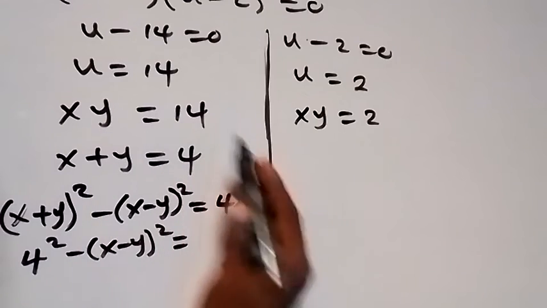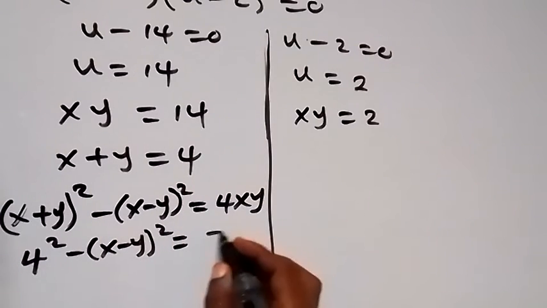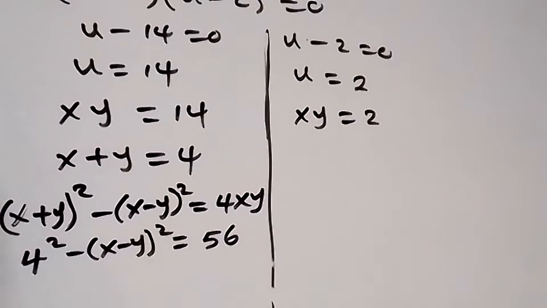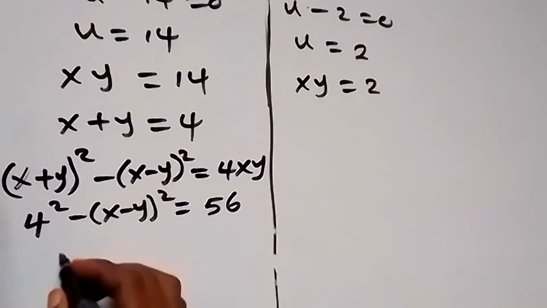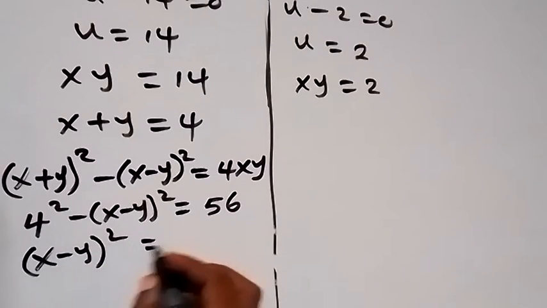And xy in this case is 14. So, 4 times 14 there will give us 56. And from here, 4 squared is 16. When we collect the like terms, we can take minus x minus y squared to that side, it becomes plus, and take 56 here. That will be 16 minus 56, and that will give us negative 40. Then it's the same thing as writing it as x minus y squared equals minus 40.